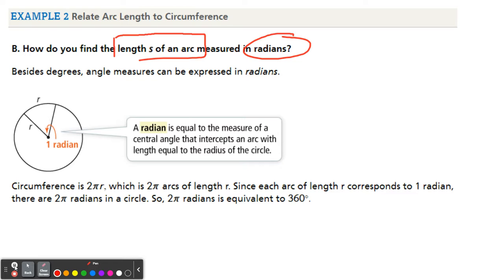So the idea is that this angle is formed when you take this radius and extend that along the arc, right? So again, notice that it kind of bends, right? But this would be 1 radian, all right?